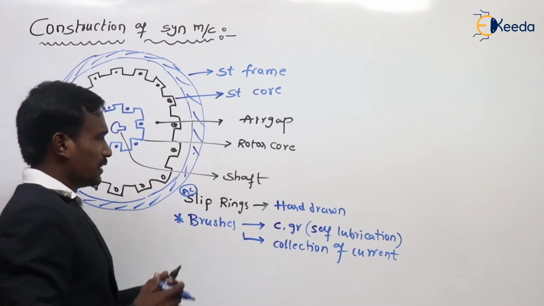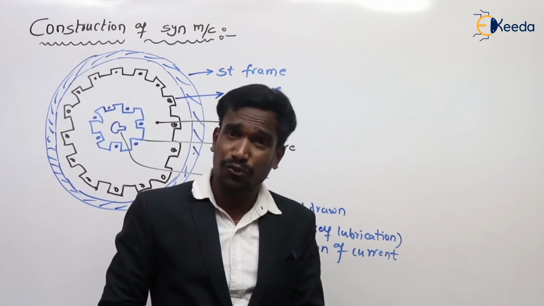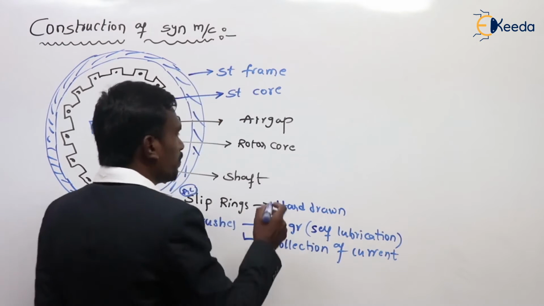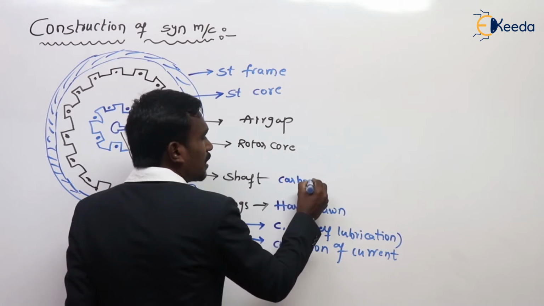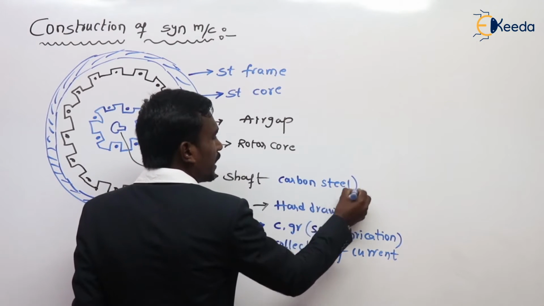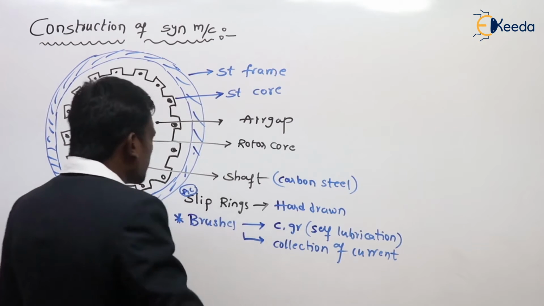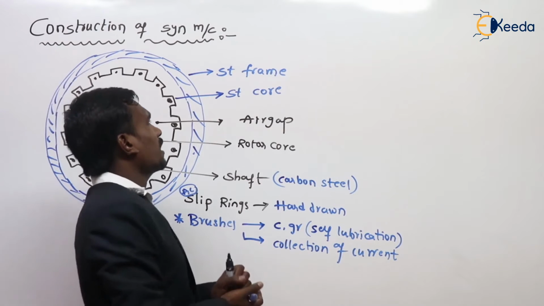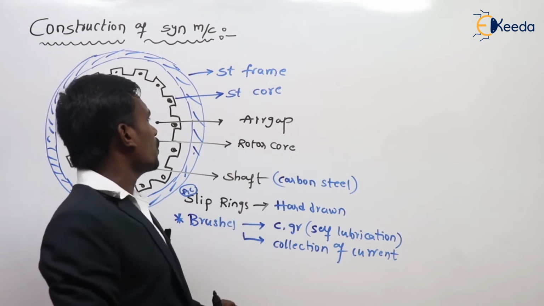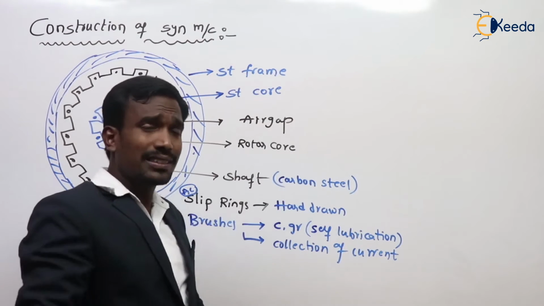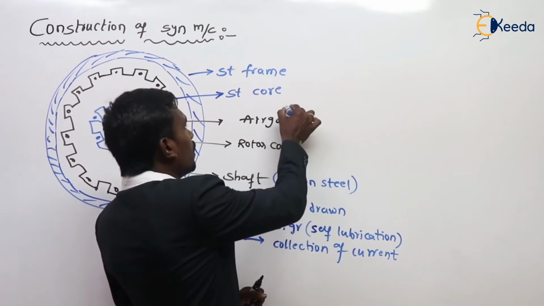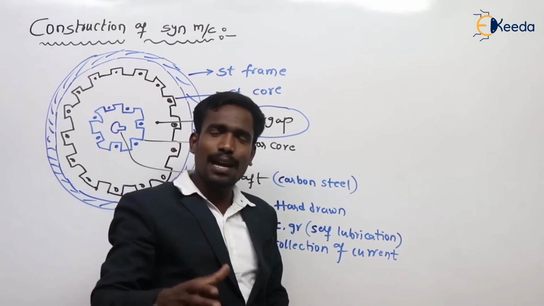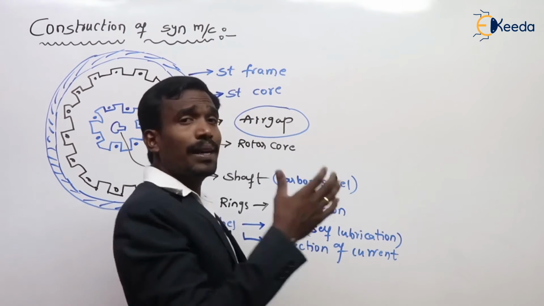And next, the shaft. Can you tell me what the shaft or prime mover is made up of? The shaft or prime mover is made up of carbon steel. This is important. Now the main parts are the stator frame, the stator core, and the rotor core. These three are the main things. Of course, here we have an air gap, which is a very important thing in every machine.